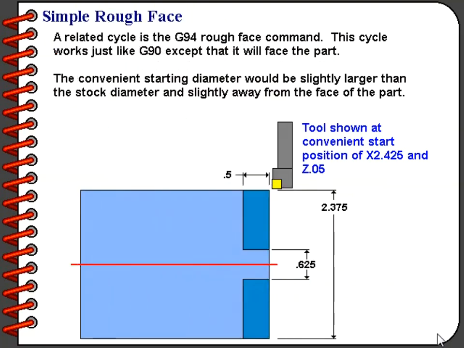A related cycle is the G94 rough face command. This cycle works just like the G90 command, except that it will face the part. In other words, it is going to be cutting along the X-axis instead of the Z-axis. The convenient starting diameter would be slightly larger than the stock diameter and slightly away from the face of the part, just as we did with the G90 command.